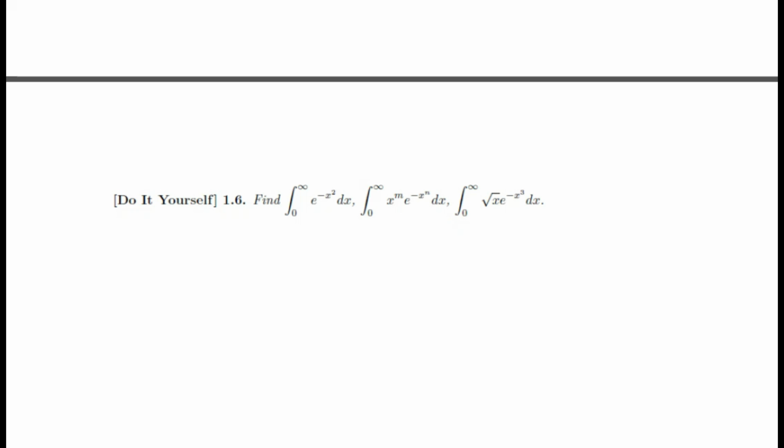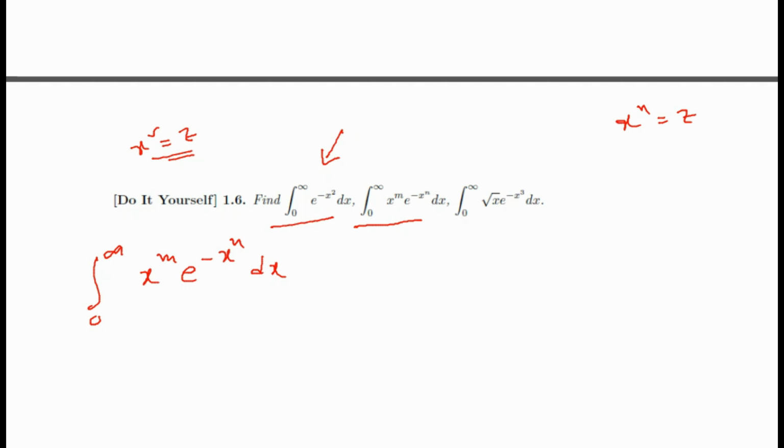And this type of integral we have already discussed. So here you just put x square equal to z, you can easily solve that one. This integral is also a generalization of that, so we will just solve that one. So x to the power n e to the power minus x to the power n dx, and here we will put x to the power n equal to z, so x equal to z power 1 by n, dx equal to 1 by n z power 1 by n minus 1 dz.